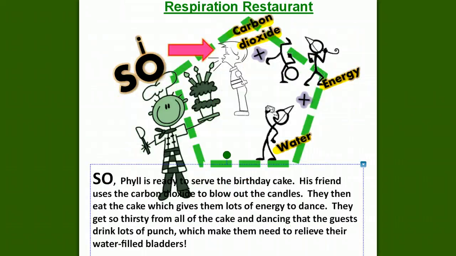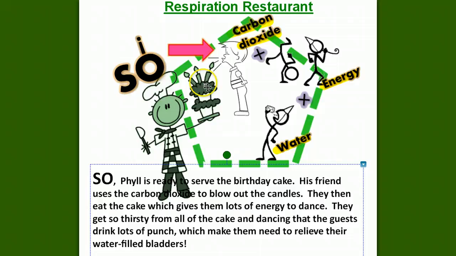Now look at what happens whenever respiration happens. S-O is going in. Here's the sugar cake that Phil just made. So Phil is ready to serve the birthday cake. His friend takes a breath in, so there's the oxygen. He's taking the breath in. And then he breathes out carbon dioxide to blow the candles out.